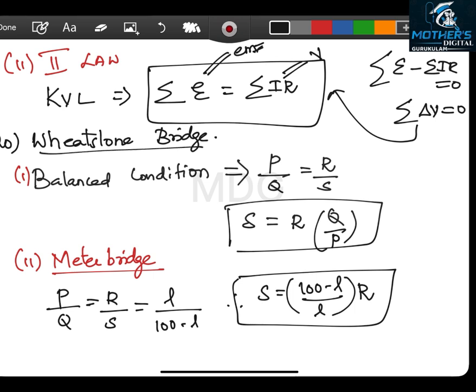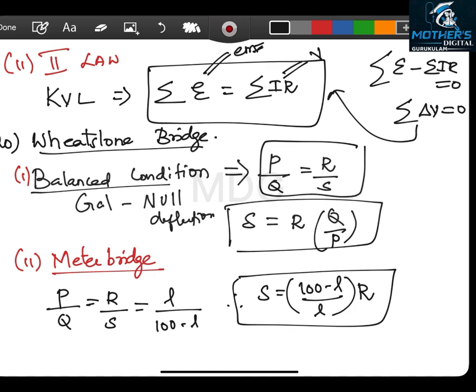The next one is Wheatstone bridge. You will be connecting 4 resistors in bridge format. The condition for balancing the bridge is when the galvanometer shows null deflection. When the galvanometer shows null deflection, it is called the balancing condition. In that condition, we can write P by Q equal to R by S, rearranging this formula to calculate the unknown resistor. The same thing can be applied for your meter bridge, the special application of Wheatstone bridge. So P by Q equal to R by S.